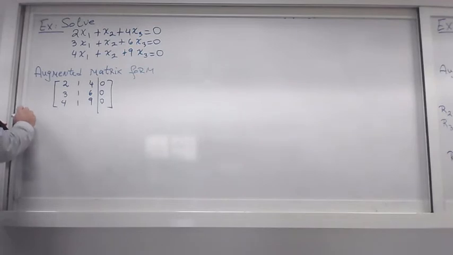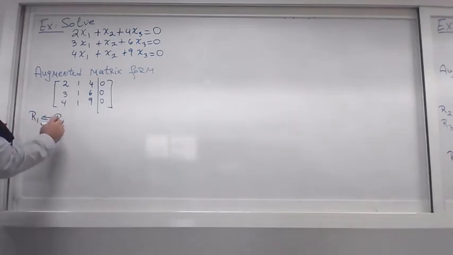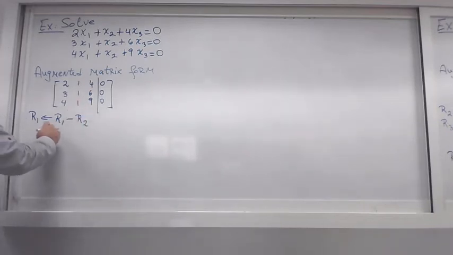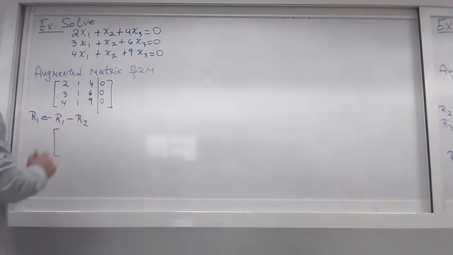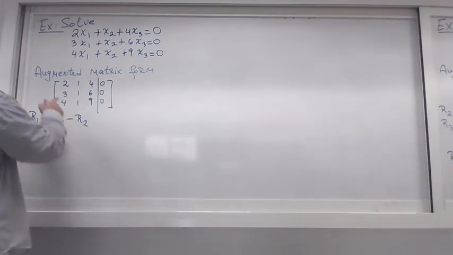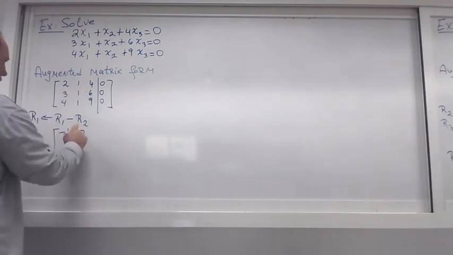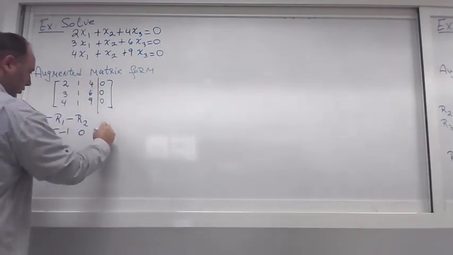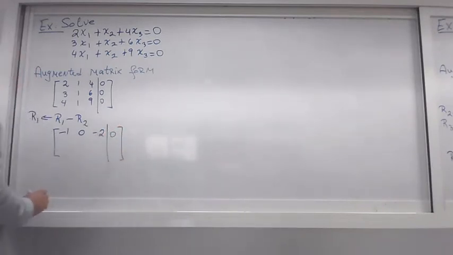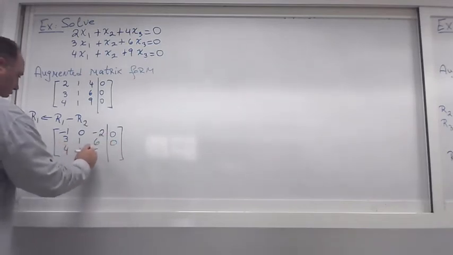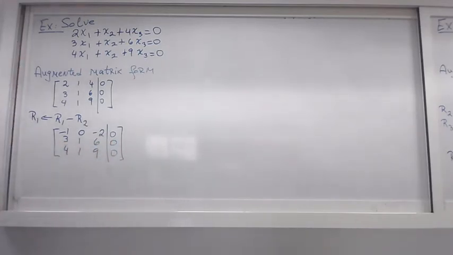So my decision was to replace row 1 by row 1 minus row 2. It just happens to be my choice. It could be something else. As long as I'm working with elementary row operations, I'm within legal terms, it's not a problem. So row 1 minus row 2, so I get minus 1. 1 minus 1, 0. 4 minus 6, minus 2. And 0 minus 0, 0. And then the other rows stay the same. They don't change.